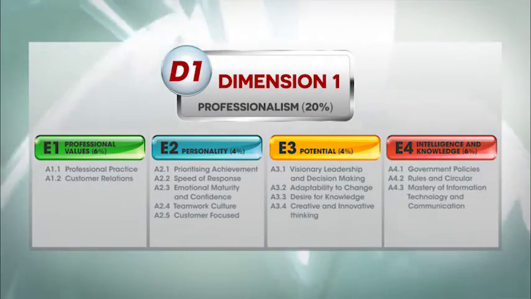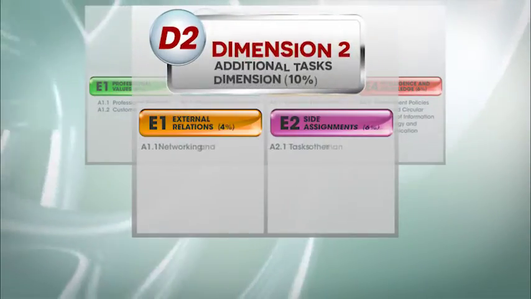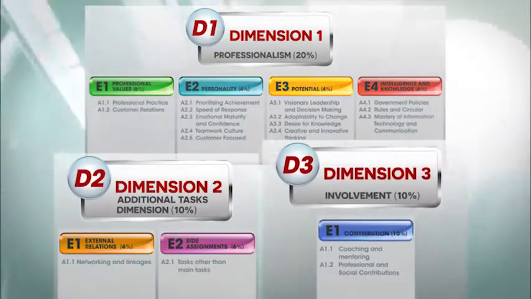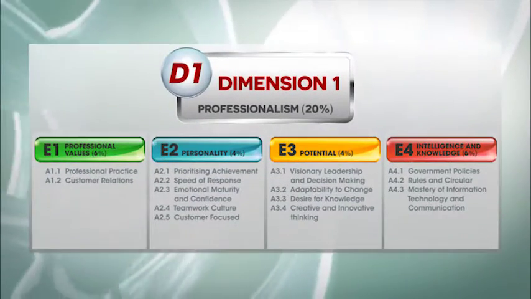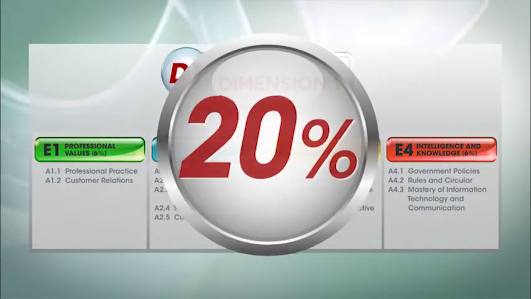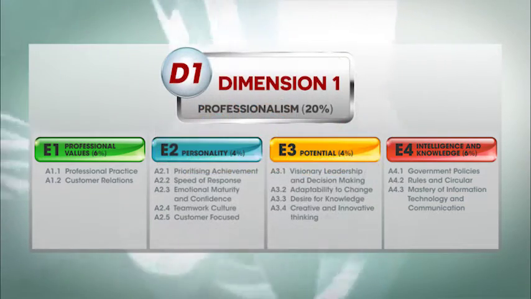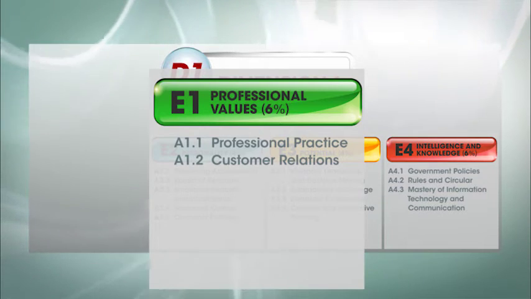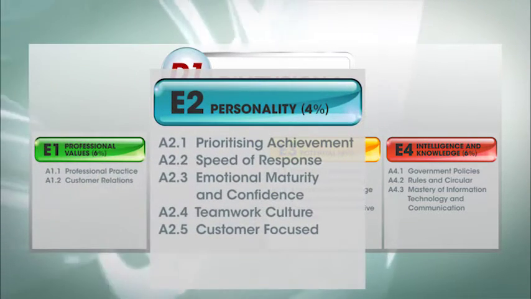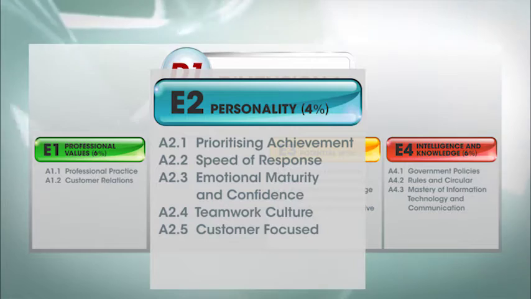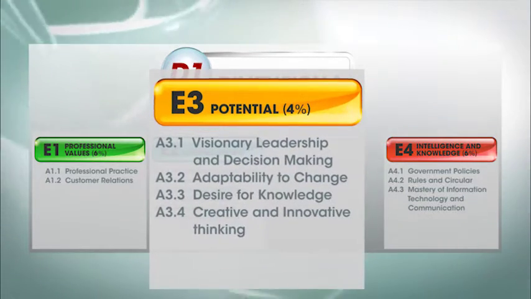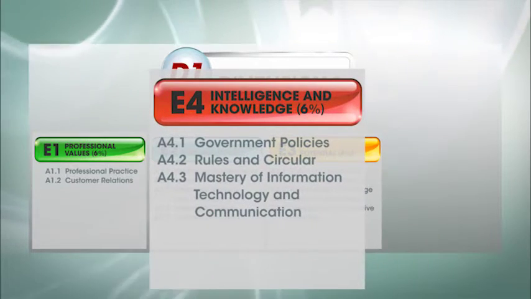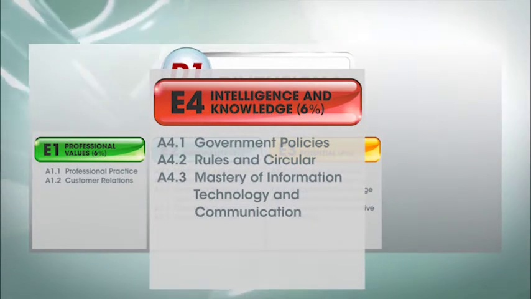For each element, there are aspects which details the items to be evaluated in an element, such as the professional dimension with a weightage of 20%, which includes professional values 6%, personality 4%, potential 4%, and intelligence and knowledge 6%.